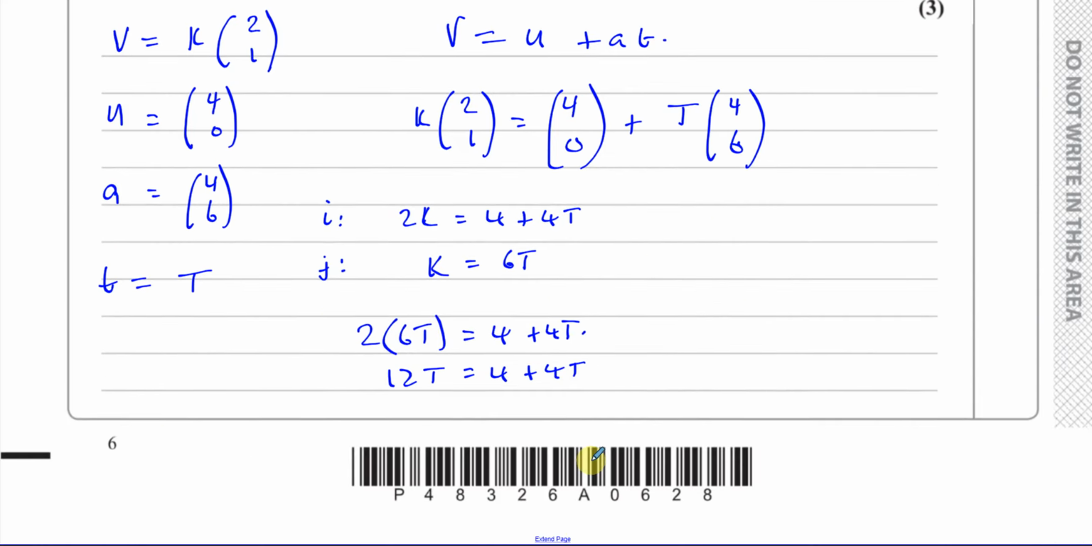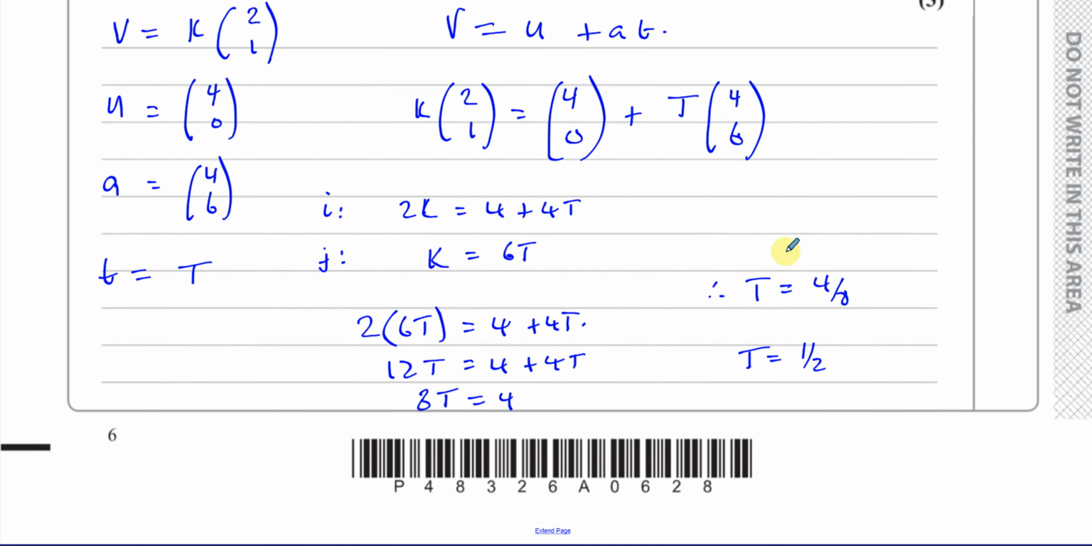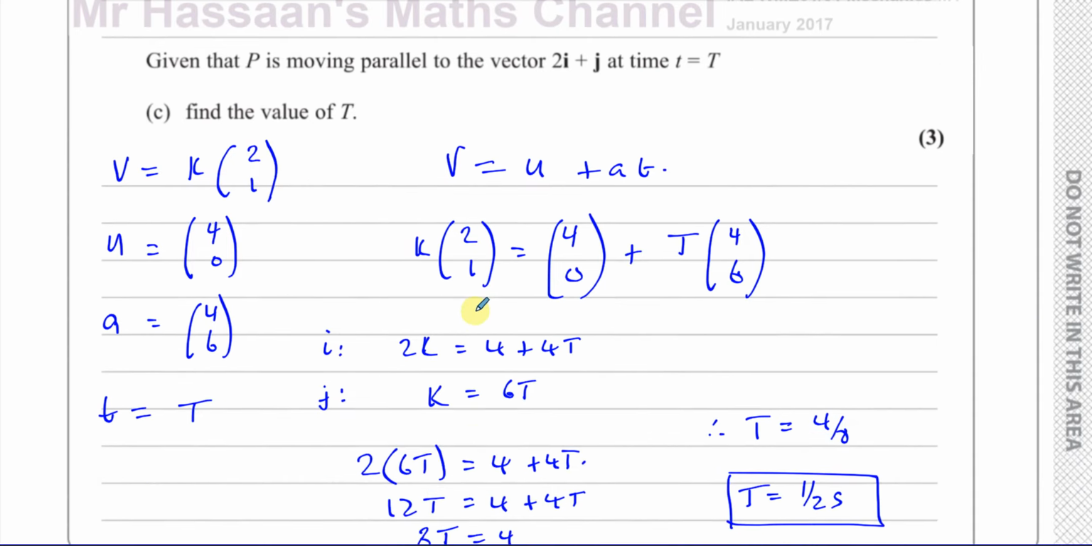And then we can just subtract 4T from both sides. That's 12T minus 4T, which is 8T equals 4. Therefore, I can say T is equal to 4 over 8. So T is equal to a half. And this is in seconds, so it's half a second. Okay, so there's the answer to part C, and that concludes this question.